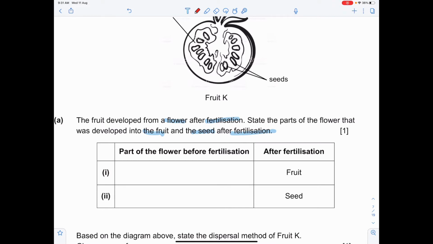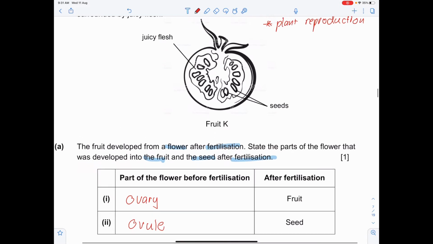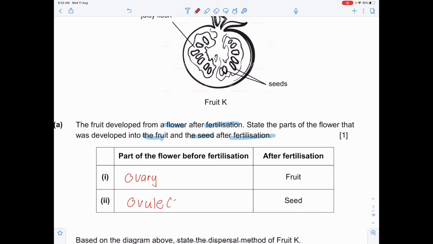So basically, for parts of the flower before fertilization, your fruit, the fleshy parts of it, actually comes from your ovary. Whereas your seed is formed by your ovule or ovules. What you need to understand from this is that there are some fruits with only one seed. For example, your mango has only one seed, so in that case it will be only one ovule. But in other types of fruits, for example your tomato or your kiwi, you see many seeds. So those kinds of fruits have many ovules, and therefore they form many seeds in the fruit.